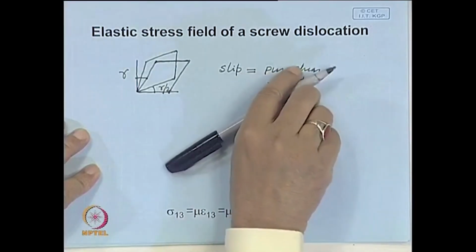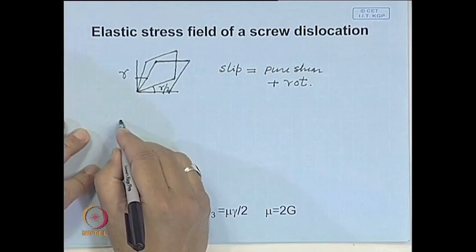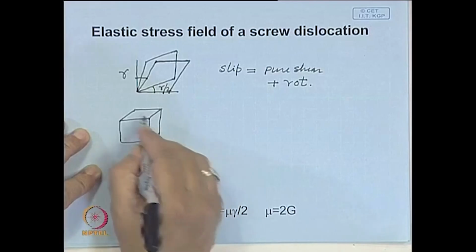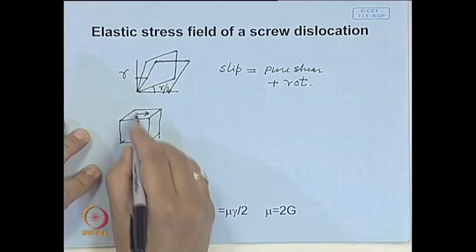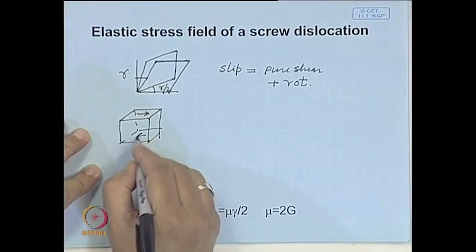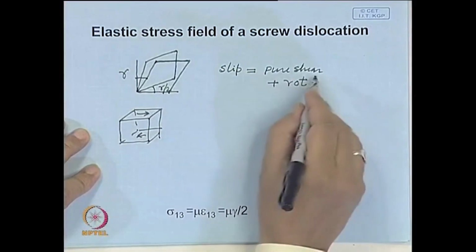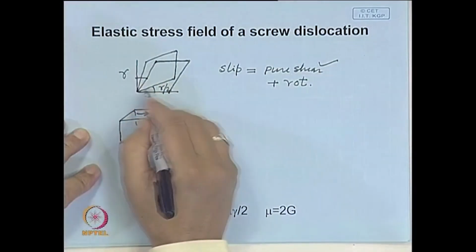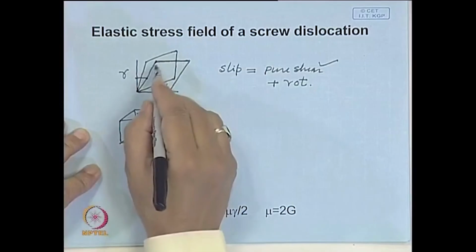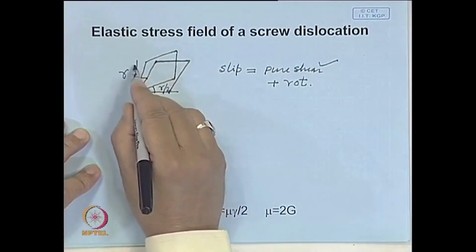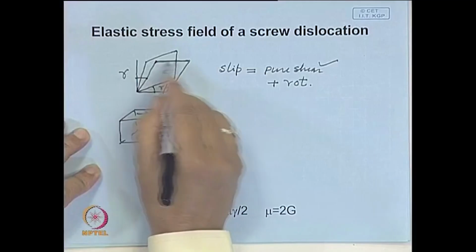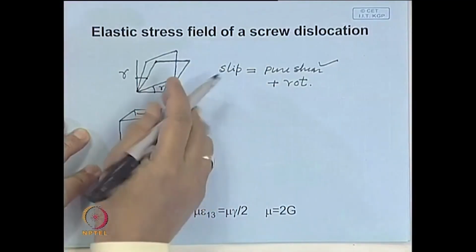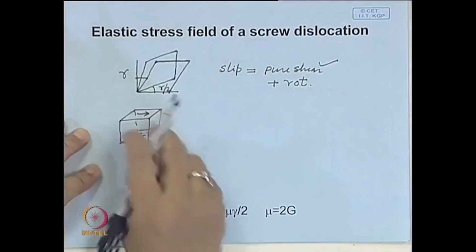So, whatever stress you are applying on the crystal, say here you are applying a shear stress, part of this shear stress is used in changing the shape of the crystal. That means here the shape has changed from, let us say, a square to a parallelogram, and a part of this shear stress is used in rotating the crystal.